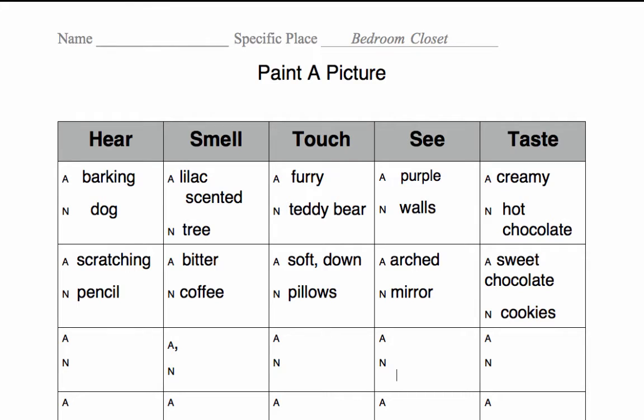the reader. For example, if I'm describing my bedroom closet, I can hear a barking dog. I can smell the lilac-scented tree outside my window. I can feel the furry teddy bear I'm holding. I can see the purple walls of my bedroom. And I can taste the creamy hot chocolate I sometimes drink when I'm in there. All of these descriptive details make it easy for the reader to understand how I feel about my bedroom closet. In reading and writing, we use words to create emotions.